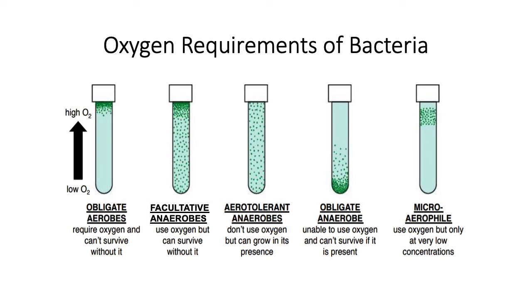Now number 2 and 3 are very similar, but they are slightly different in their preferences. Number 2 is facultative anaerobes, and very often students get confused about these. What facultative means is that it's the choice, or not a choice, the option. So facultative anaerobes can grow both aerobically and anaerobically, but they do prefer oxygen. So they survive without oxygen, but they do prefer oxygen.